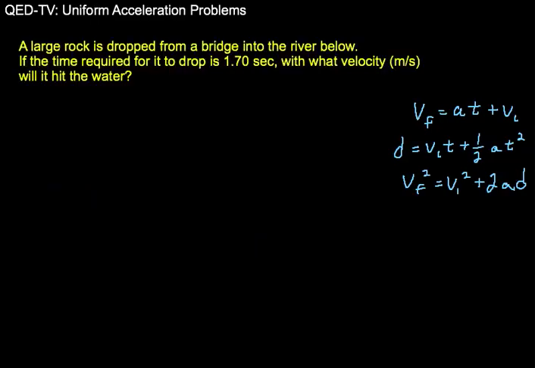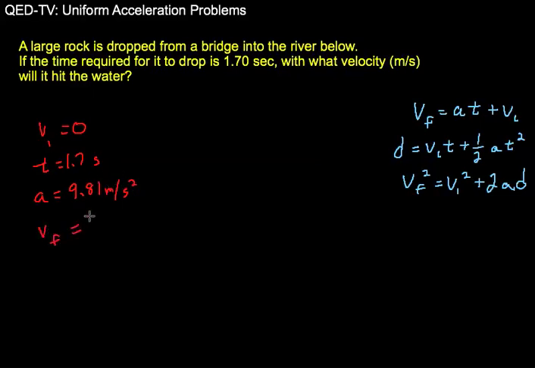Okay, one more problem. A large rock is dropped from a bridge into the river below. So that means our initial velocity is going to be 0. If the time required for it to drop is 1.70 seconds, so there's time, 1.7 seconds. We also know acceleration, don't we? When we drop something, it's going to be 9.81 meters per second squared. With what velocity will it hit the water?